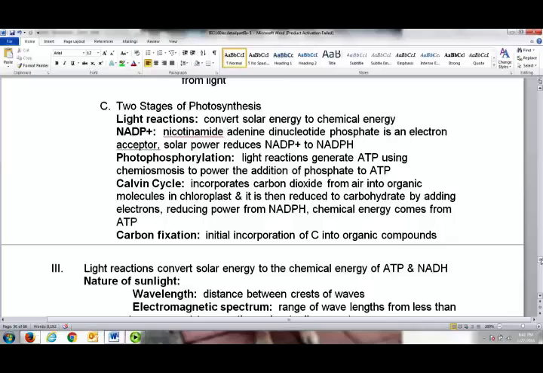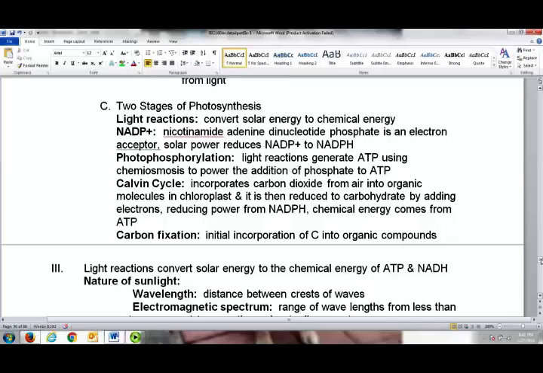So photosynthesis has two stages. The first stage is the light reactions or light-dependent reactions. Here is where we're going to convert the solar energy into chemical energy. NADP+, or nicotinamide adenine dinucleotide phosphate, is an electron acceptor. So solar power will reduce the NADP+ to NADPH.